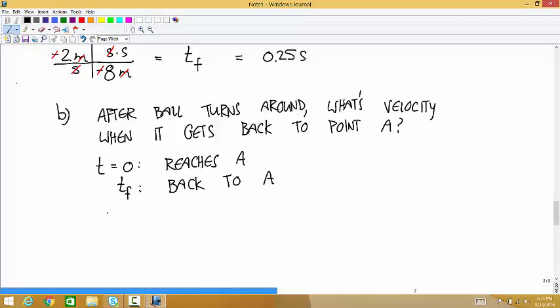You don't have to do that. It's going to be easy. We're going to keep time equals 0. You could do it that way, but it's harder. It just takes longer. So we're going to choose our time equals 0 to be when it passes A the first time, and our time final to be when it passes A the second time. So we're doing the whole track, not just the second half. Right. So time equals 0 reaches A on the way up.